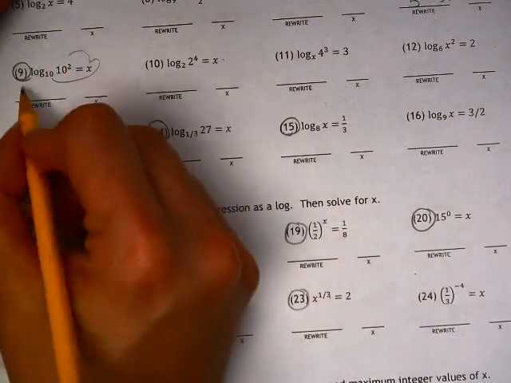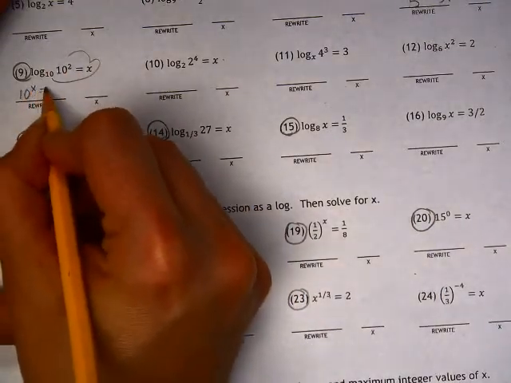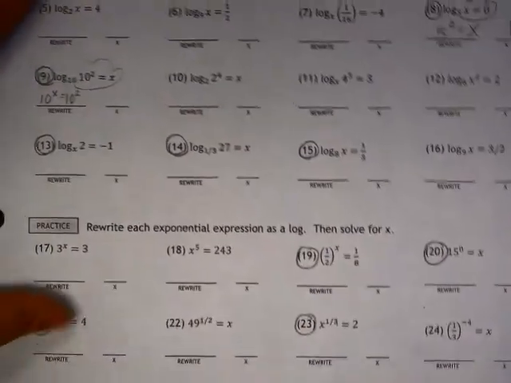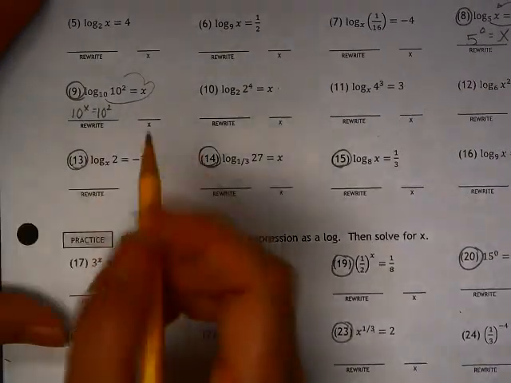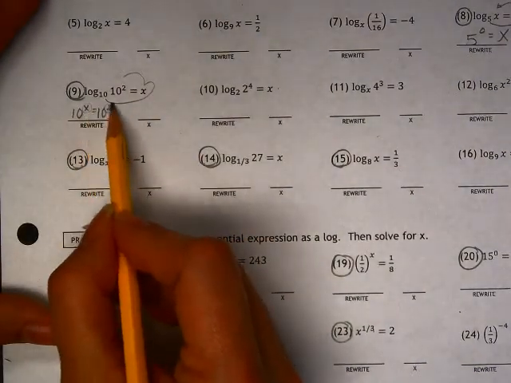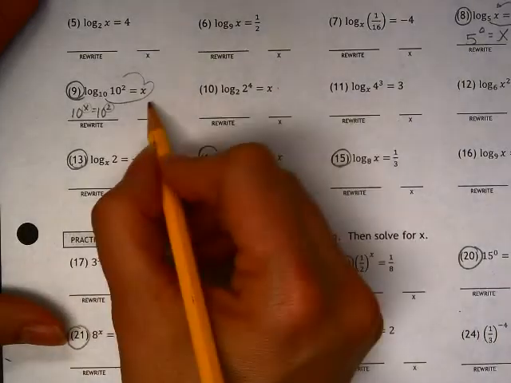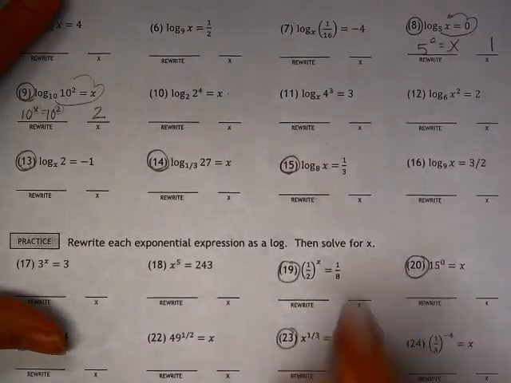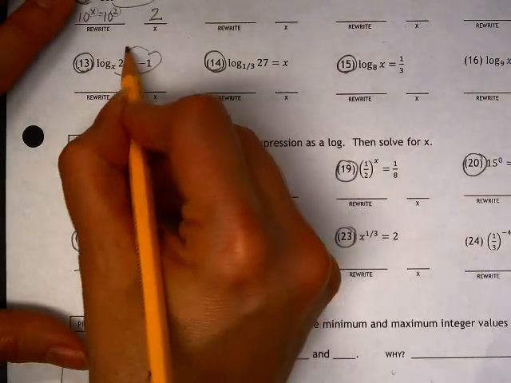Here I rewrite it. I have 10 to the x is equal to 10 squared. Now look at that carefully. Don't go all crazy. I'm trying to figure out what x is. Do you see what x would have to be? Hopefully you see it as a 2.